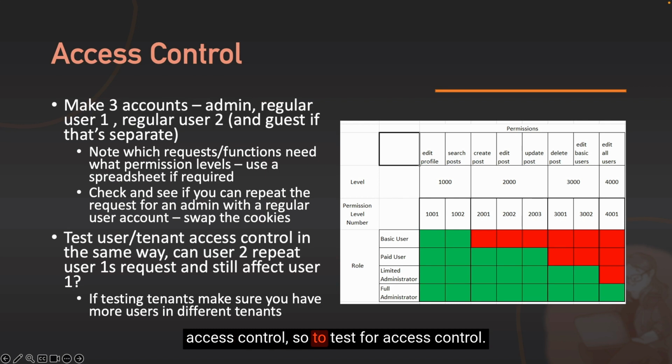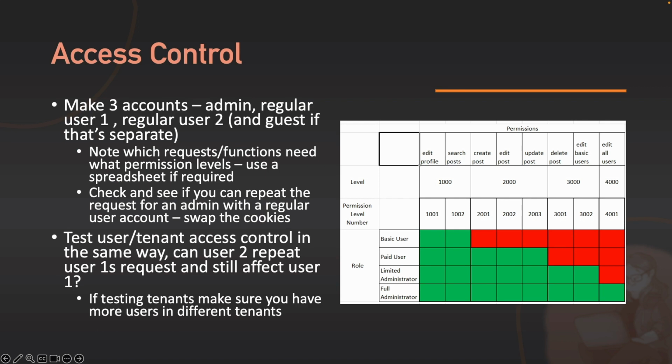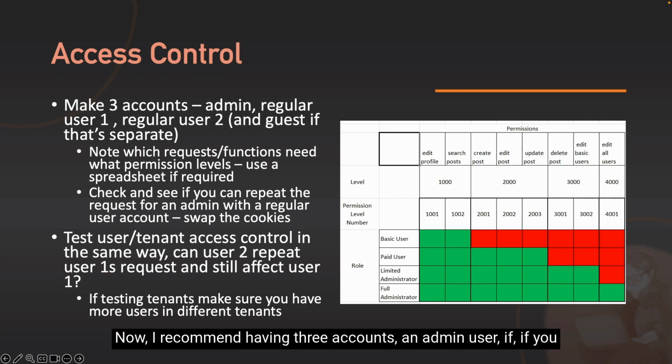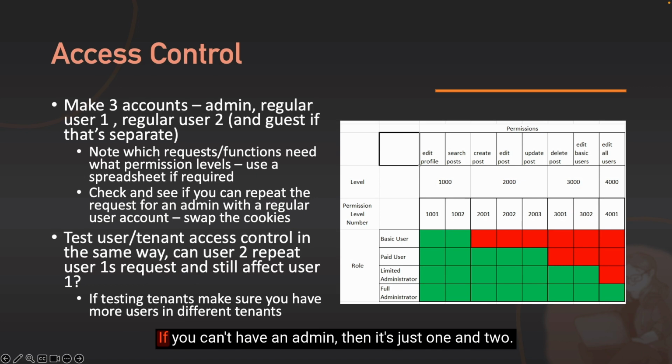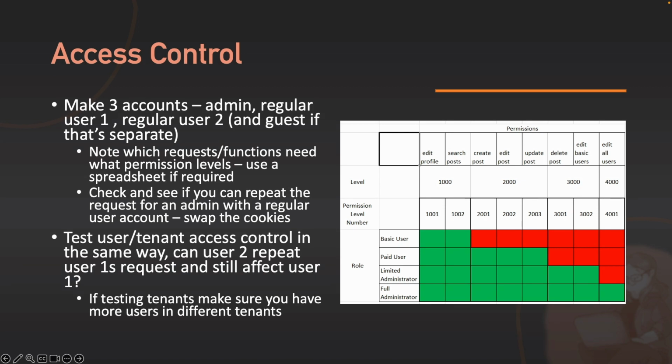So access control. So to test for access control, you have to make some accounts. Now, I recommend having 3 accounts: an admin user, if you can have an admin user, a regular user 1 and a regular user 2. If you can't have an admin, then it's just 1 and 2. So you want to do requests on the first account, so that's regular user 1, and see what happens. So, edit a post, search post, create post, whatever.